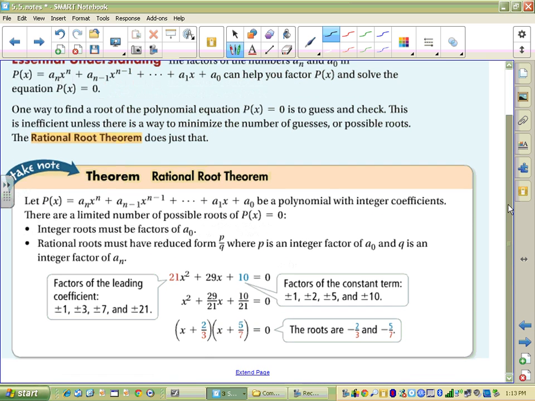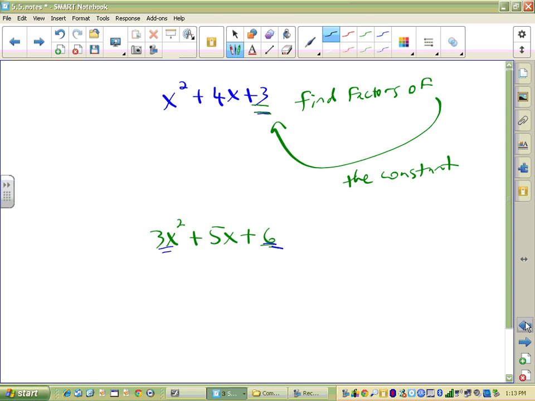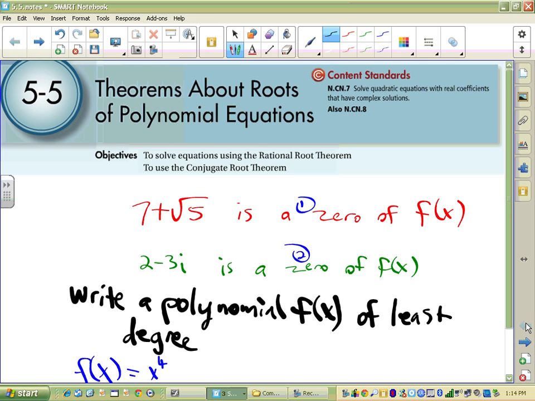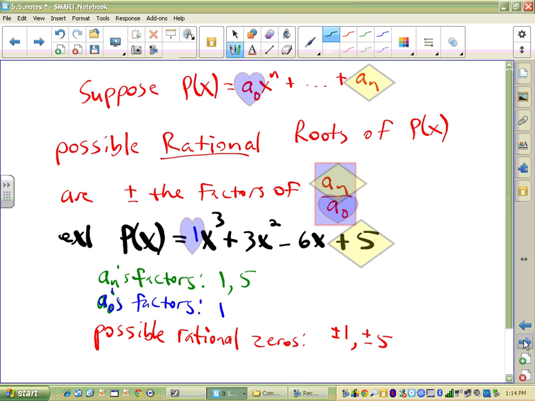So that's the first of many theorems. It's called the rational root theorem. And again, simplified, it just says the possible rational roots are the factors of the constant divided by the factors of the leading coefficient.